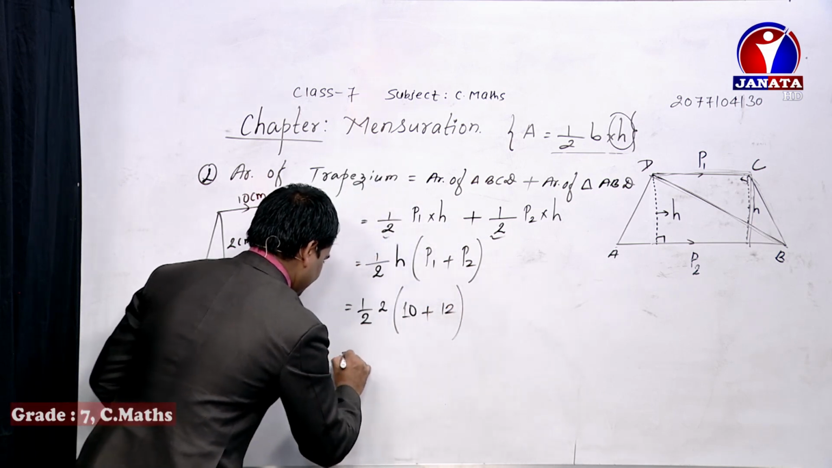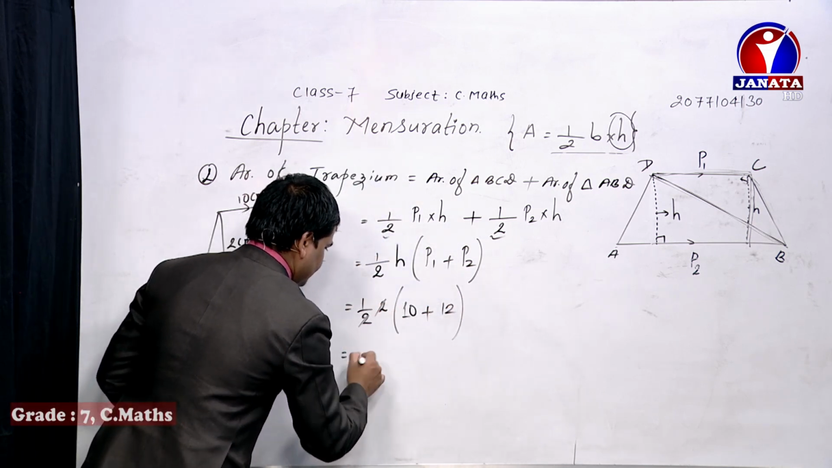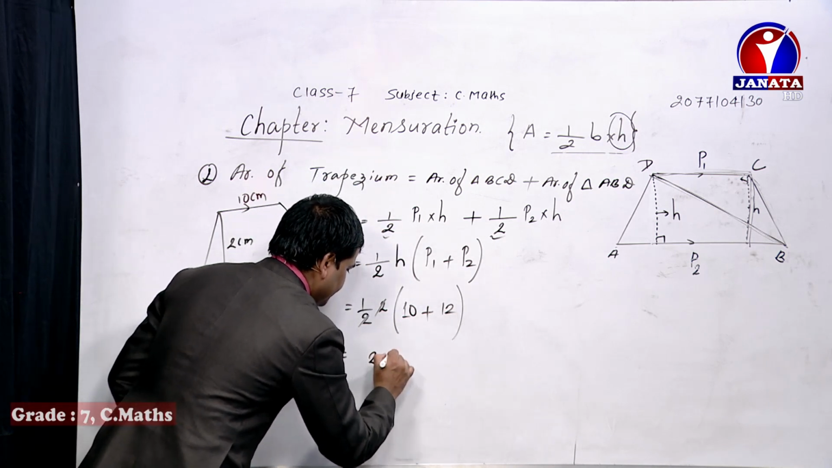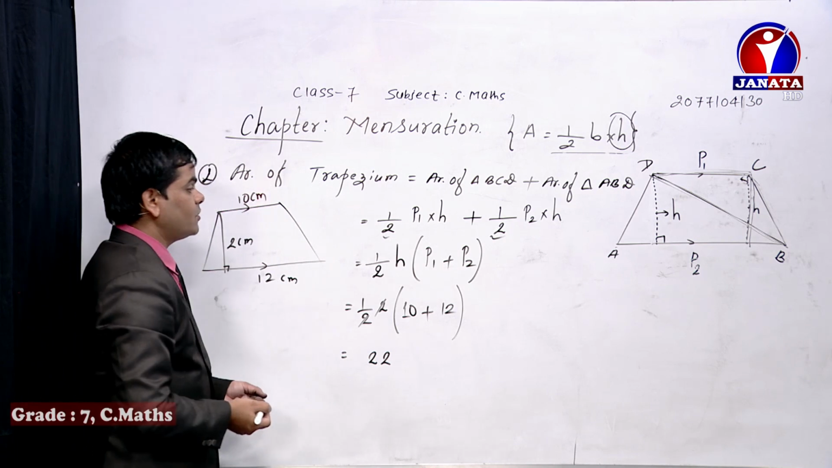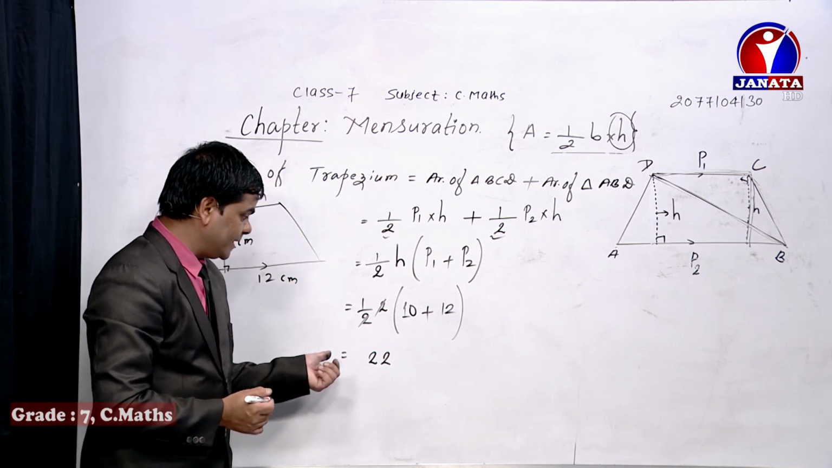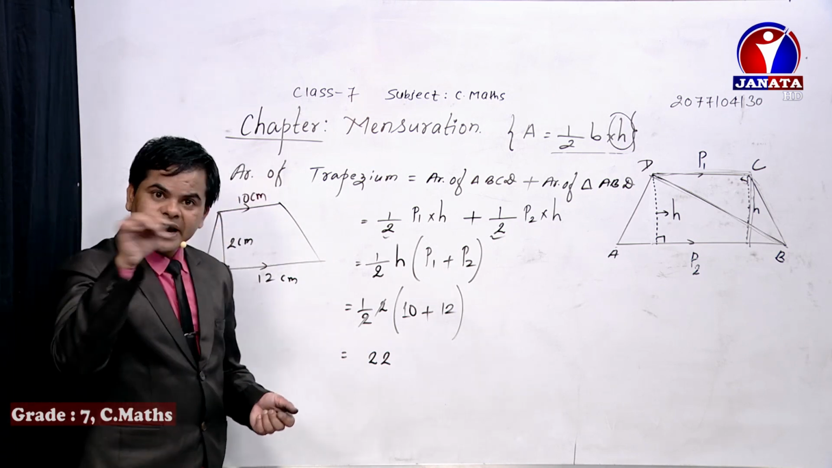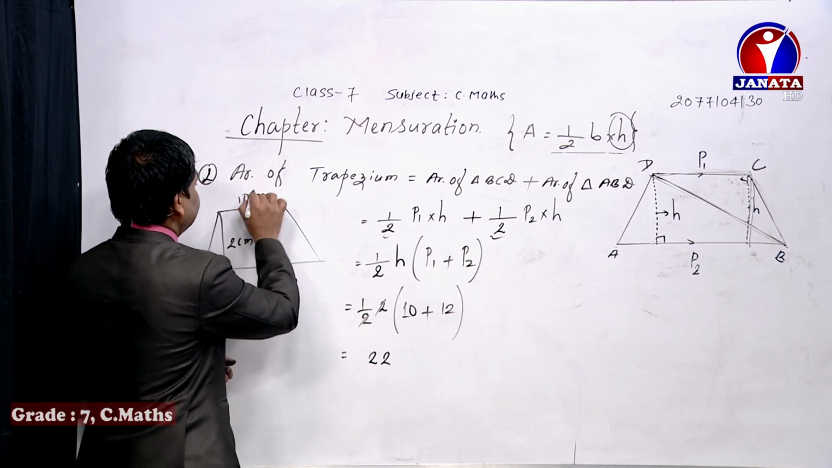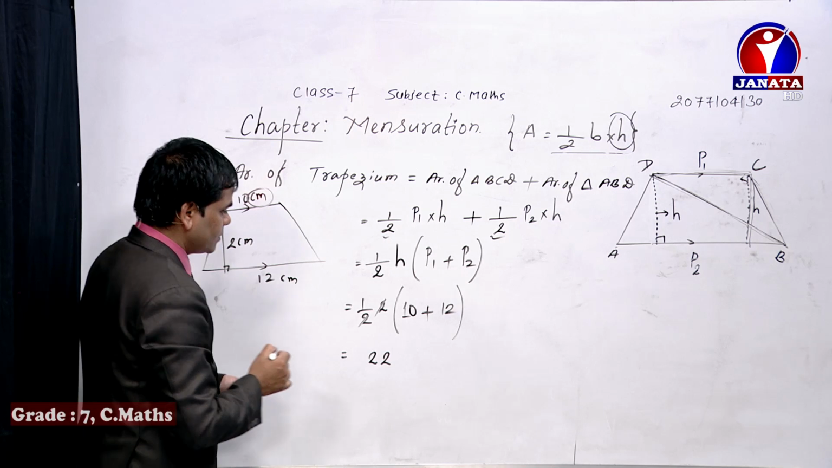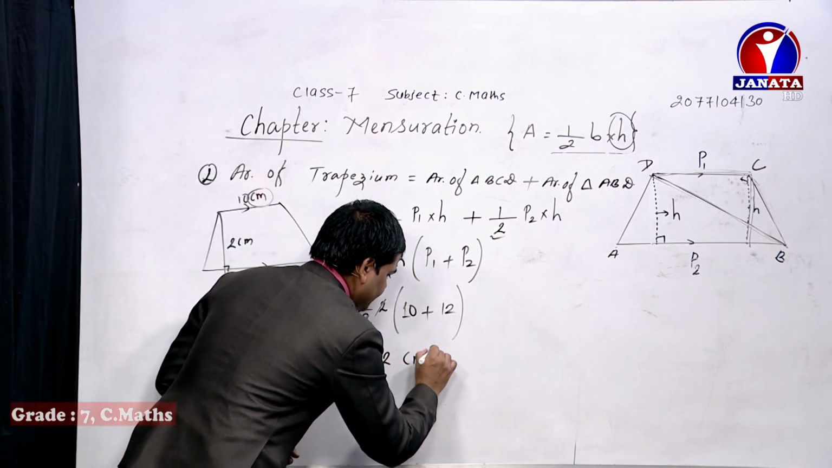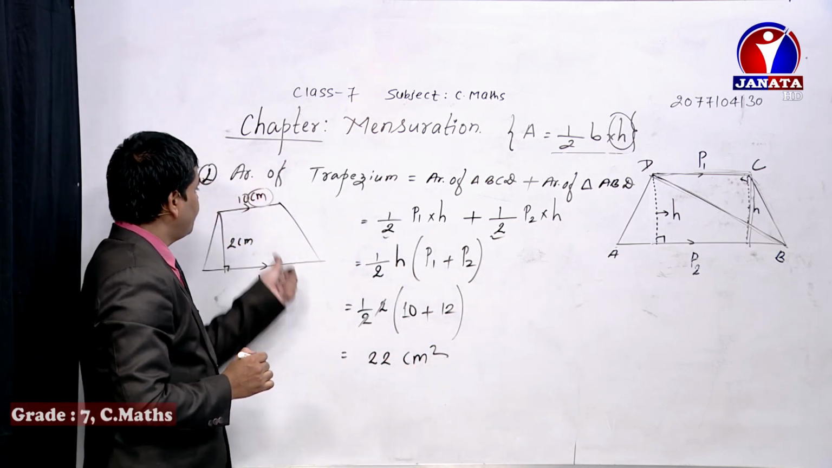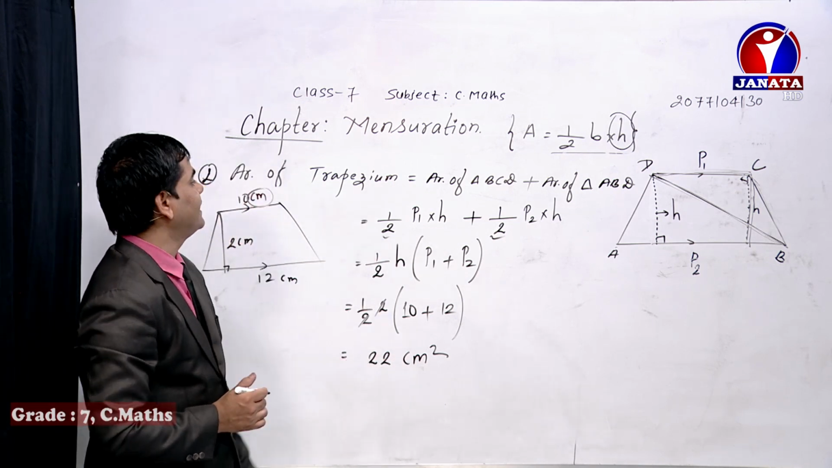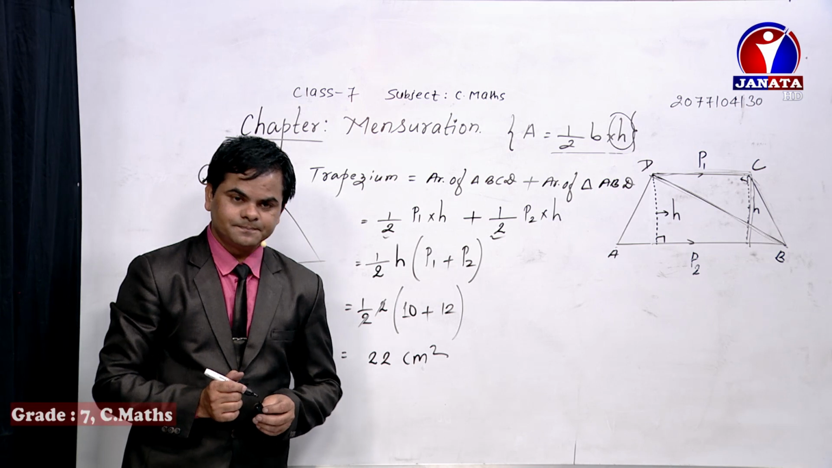So in this way, 2 cancels, 10 plus 12 will be 22. And what is the unit of area? The unit for finding area is always square, isn't it? We need to keep square with the unit. As centimeter is used, here it will be centimeter square. If meter was used, then meter square. So this is the way of finding the area of a trapezium.